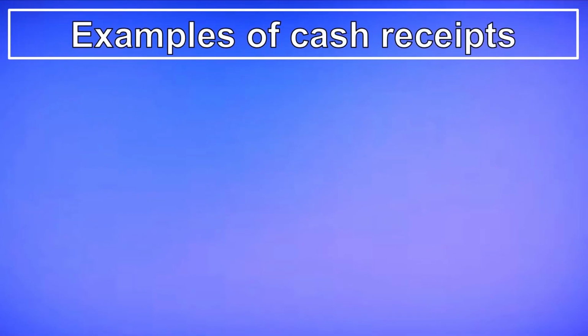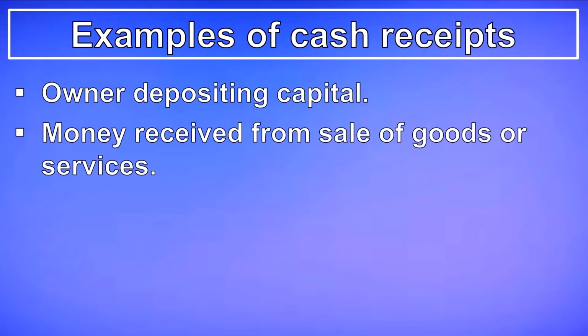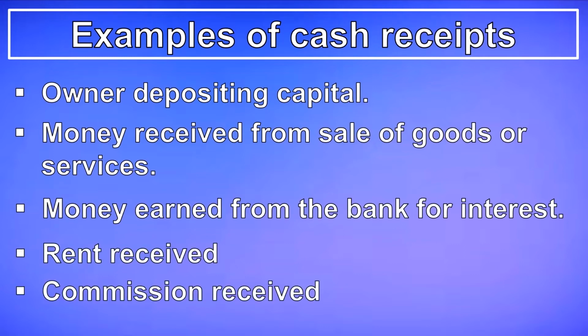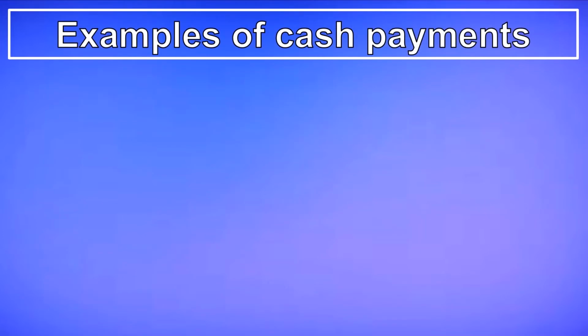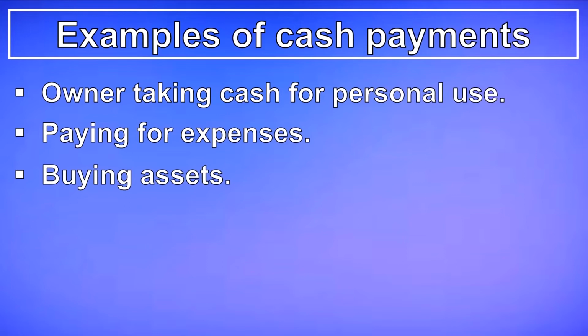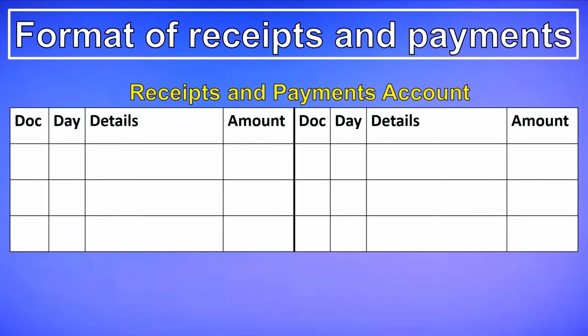There are a few examples of the type of cash receipts entry. Example: owner depositing capital, money received from sales of goods or services, money earned from the bank for interest, rent received, commission received, and many others. Examples of cash payments include owner taking cash for personal use, paying for expenses, buying assets, paying debts, and many others. The receipts and payments account has these kinds of columns.